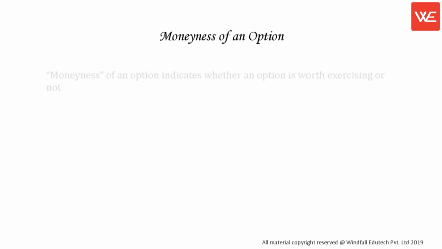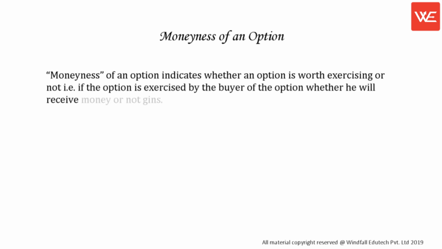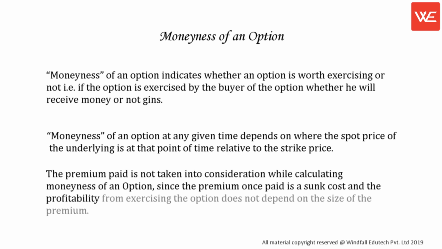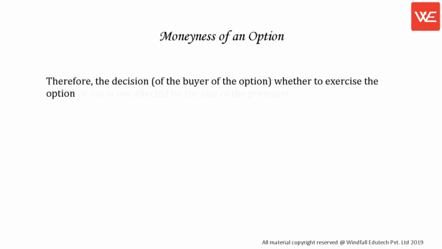Moneyness of an option. Moneyness of an option indicates whether an option is worth exercising or not, that is, if the option is exercised by the buyer of the option, whether he will receive money or not. Moneyness of an option at any given time depends on where the spot price of the underlying is at that point of time relative to the strike price. The premium paid is not taken into consideration while calculating moneyness of an option, since the premium once paid is a sunk cost and the profitability from exercising the option does not depend on the size of the premium. Therefore, the decision of the buyer of the option whether to exercise the option or not is not affected by the size of the premium.